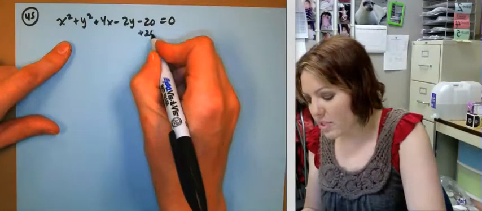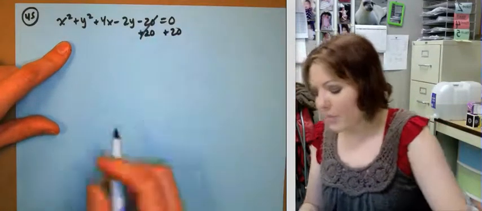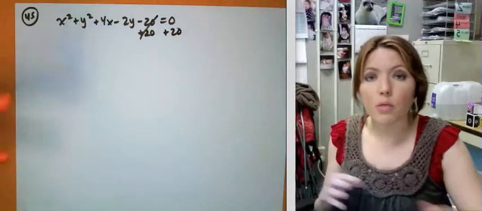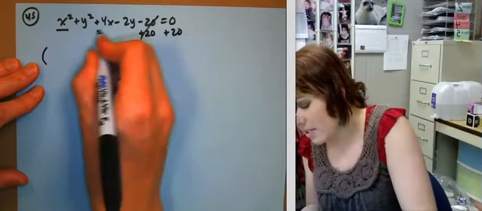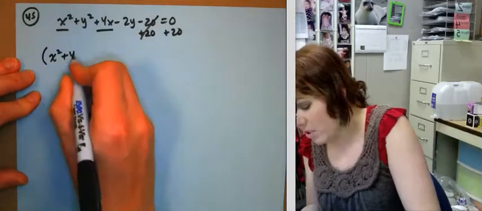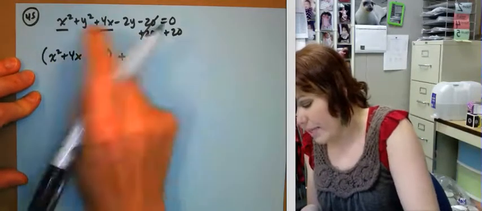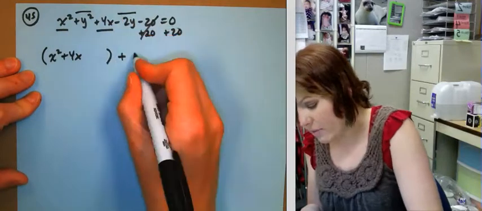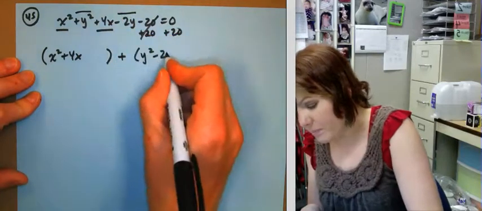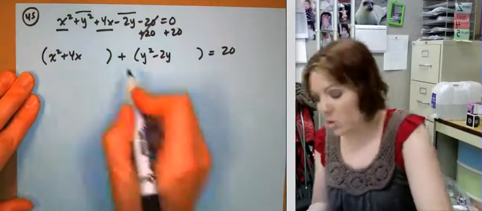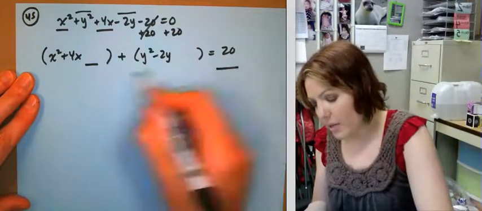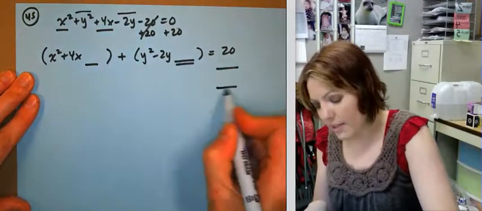So the very first thing that we want to do is group together the x's and the y's on the left and then get everything else to the other side. So the x's, we have x squared and 4x over here, leave a space, and then we've got y squared and negative 2y over here. And we just put that 20 on the other side. So there's some serious completing the squares happening in this problem, right here, and then right there.